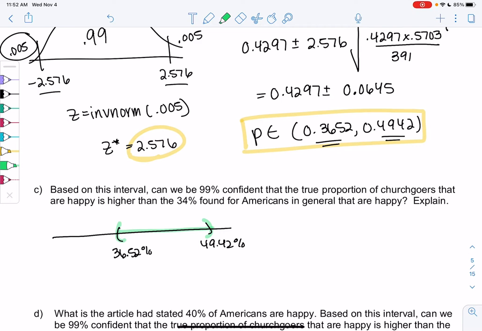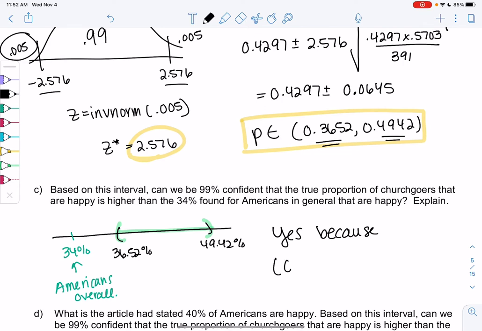So Americans overall are only 34%. So visually, does it look like churchgoers are happier? Yeah, because the entire interval is bigger than 34%. So yes, my really short explanation will be because 0.3652 comma 0.4942 is greater than 0.34, right? The entire interval is bigger than 34%. That's just my shorthand math notation. I like the number line if you're visual.